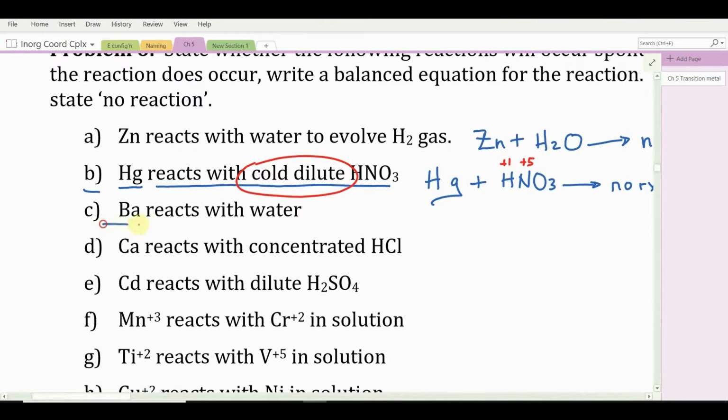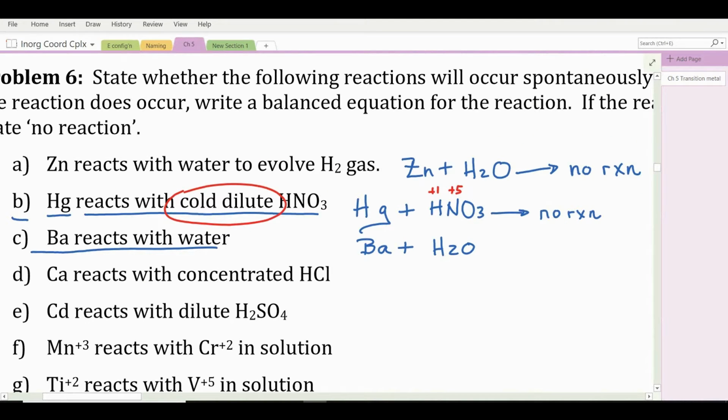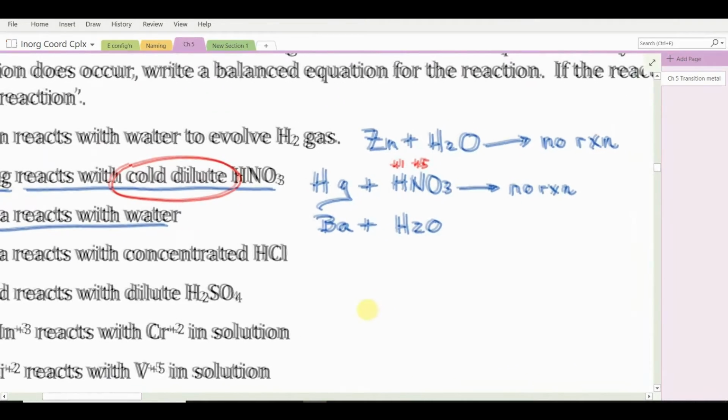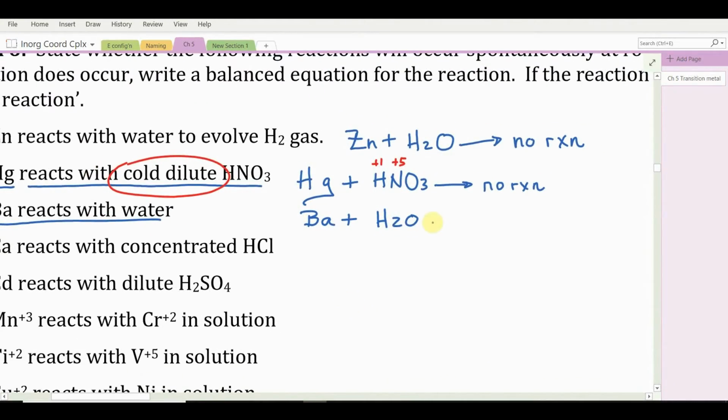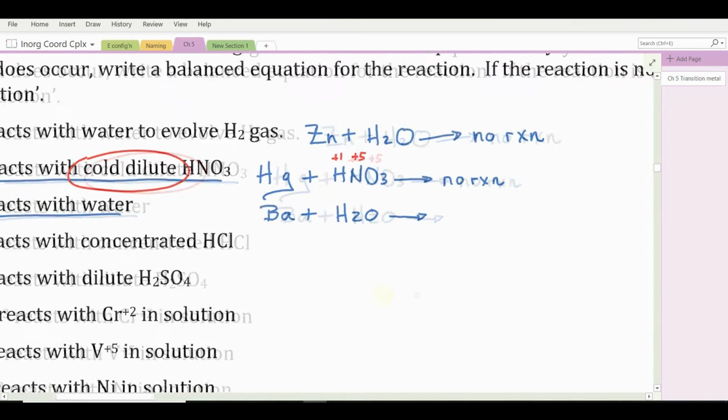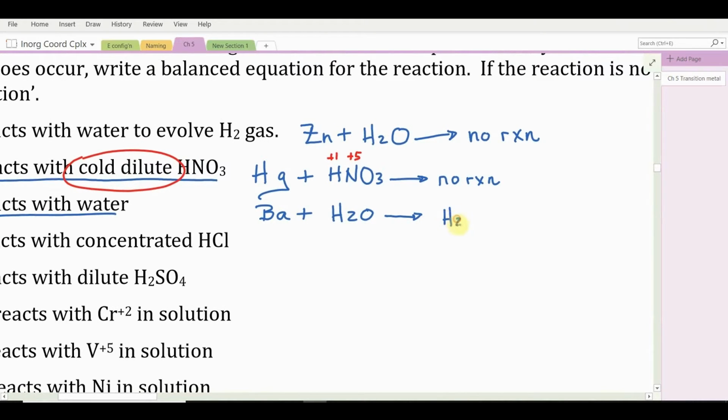C, we have barium reacts with water. Barium plus water. If you recall, barium is one of the strongest reducing agents on the table, and it would indeed reduce water. In the process, water is reduced to hydrogen, and the metal hydroxide is precipitated. Is this balanced? Not so much. Let's put a 2 here and now we're good. So yes, indeed, barium is a strong reducing agent. Like sodium or potassium, it will reduce water to the metal hydroxide and liberate hydrogen.